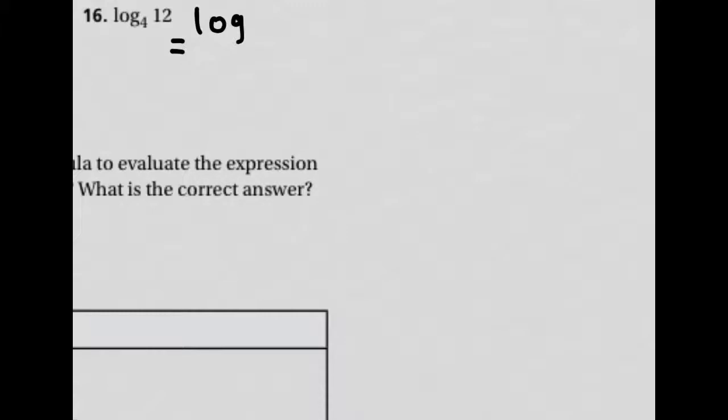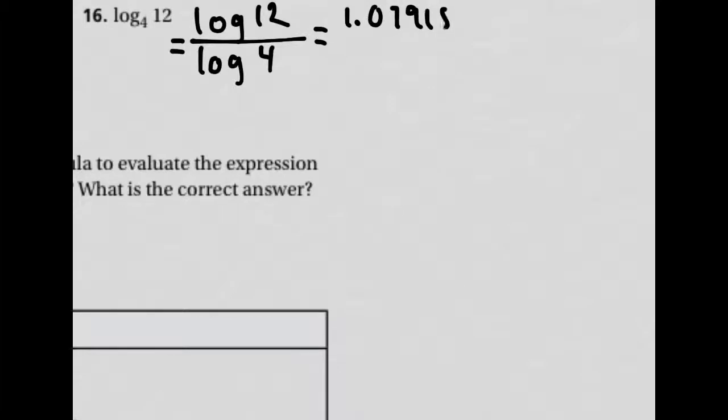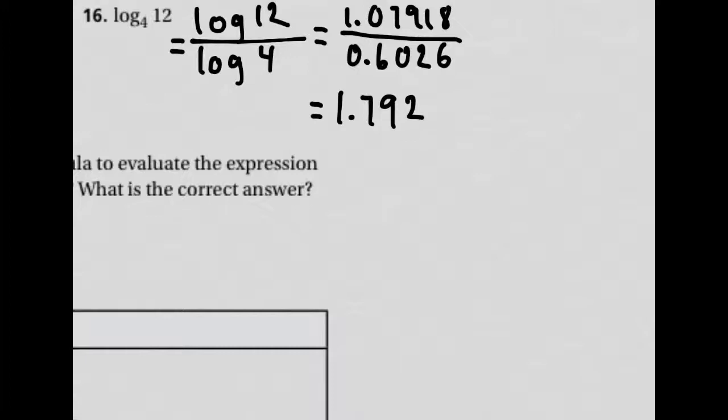So we're going to do log of 12, common logarithm, we don't have to write the base, over log of 4. Again, common logarithm, we don't have to write the base. And then all we've got to do is enter log of 12 onto the calculator. We're going to get 1.07918 approximately. And log of 4 gives me 0.6026. Do that division real quick, and your final answer is 1.792. Let's leave it like that.